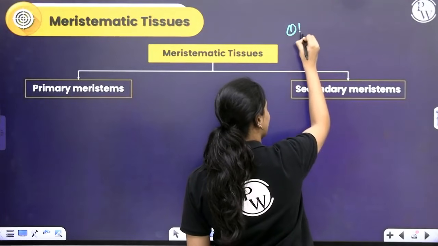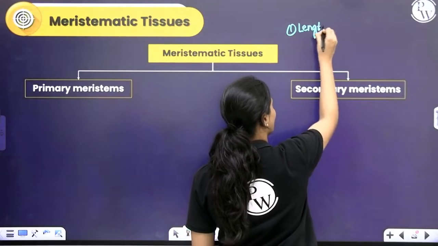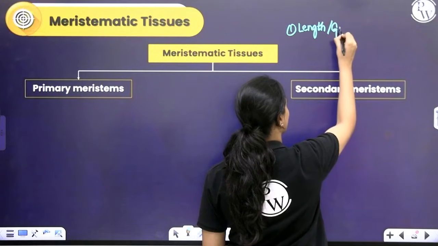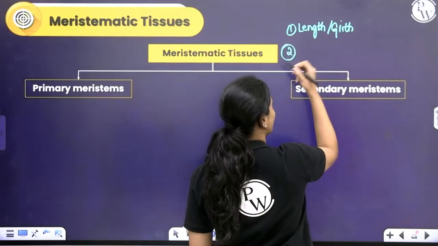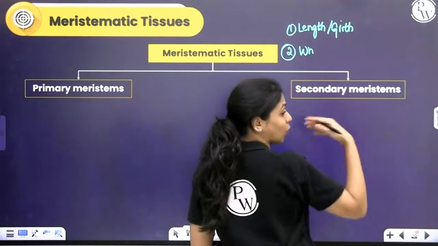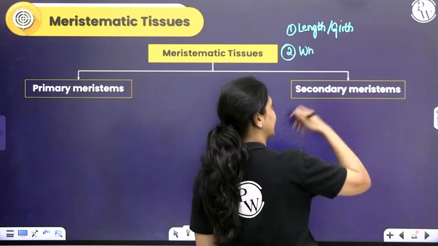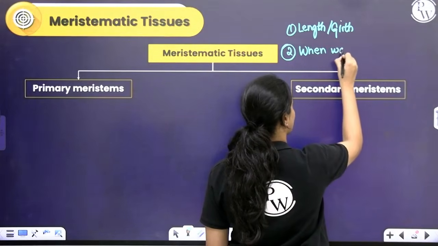Does it cause an increase in the length of the plant, or does it cause an increase in the girth of the plant? This is one question we have to ask. And secondly, was it always formed? Was it always there from the beginning, or did it form later? When was it formed?